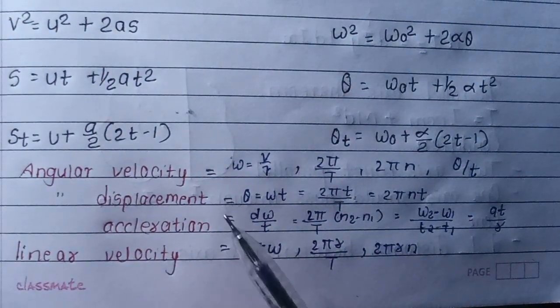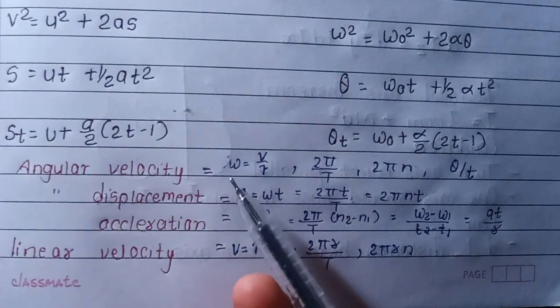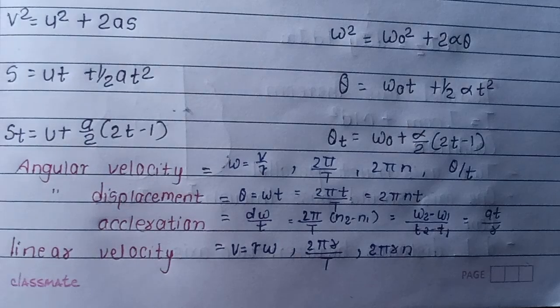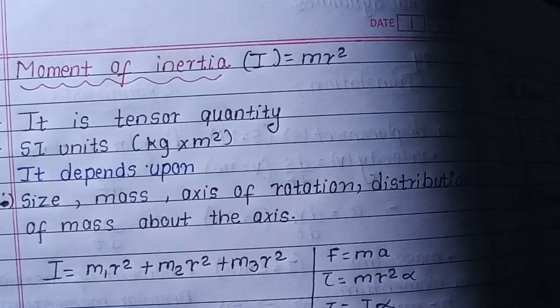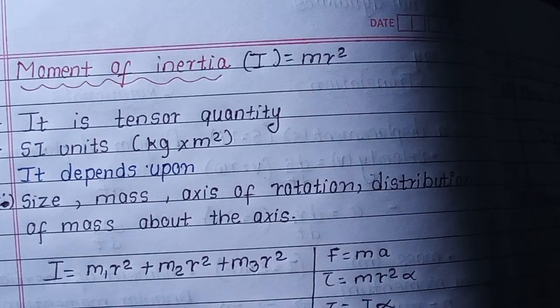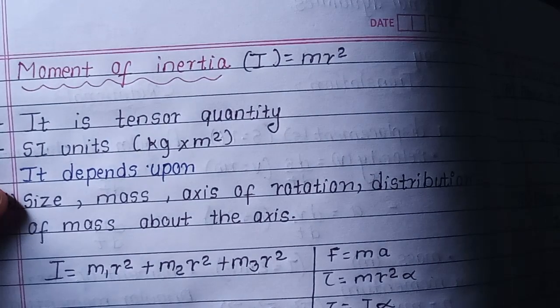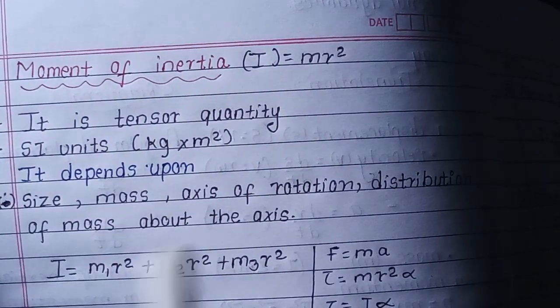Here for angular velocity, the relation omega equals, we already discussed in the previous video, so I want to skip it here. First of all, we discuss moment of inertia. Moment of inertia is represented by I equals m r square. It is the analogy of the mass. It is a tensor quantity, its direction is different, and its SI unit is kg meter square.